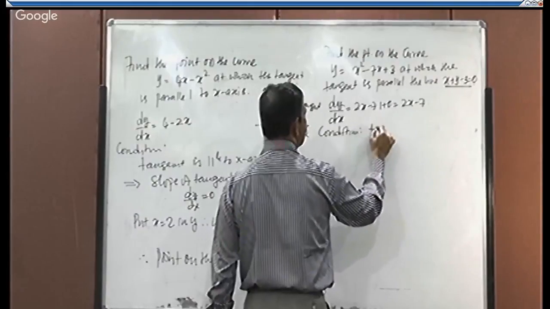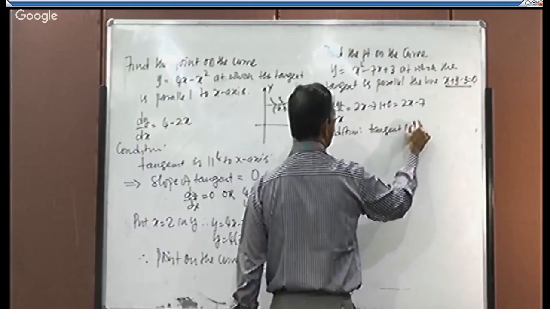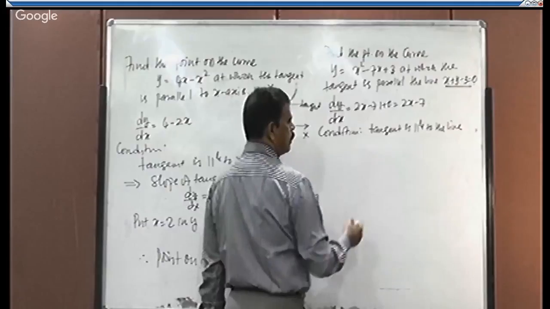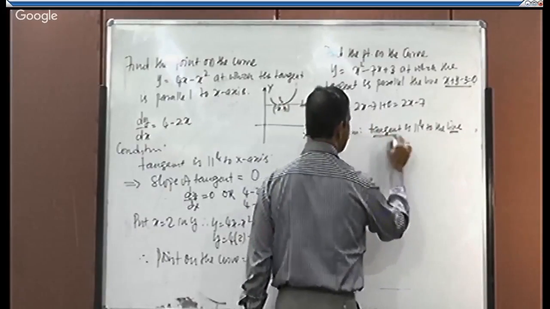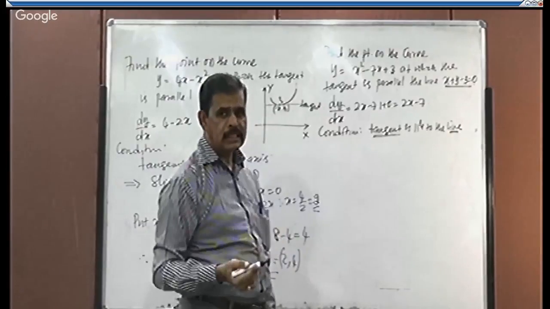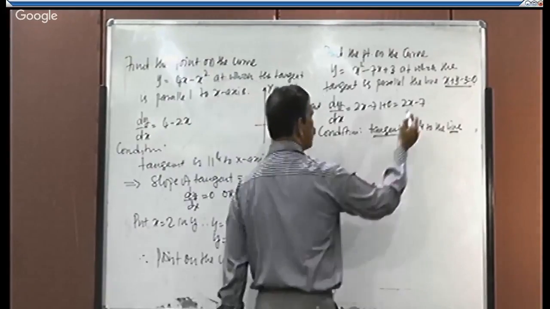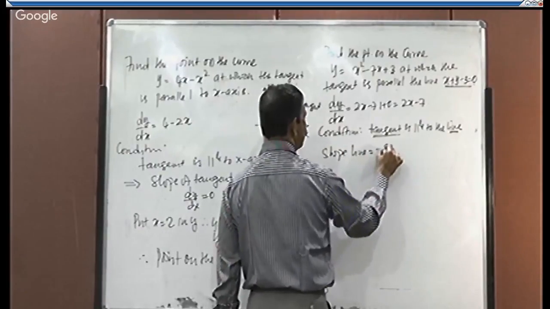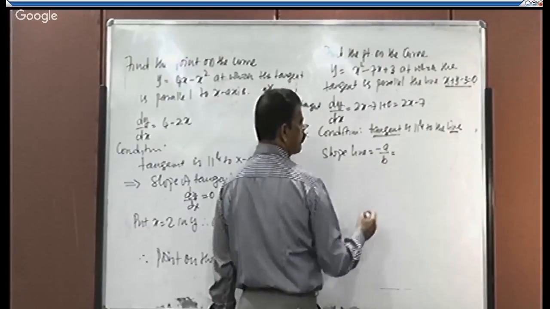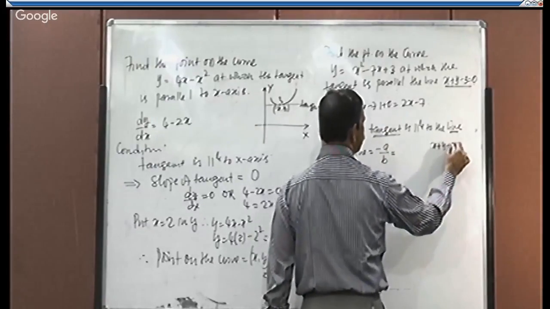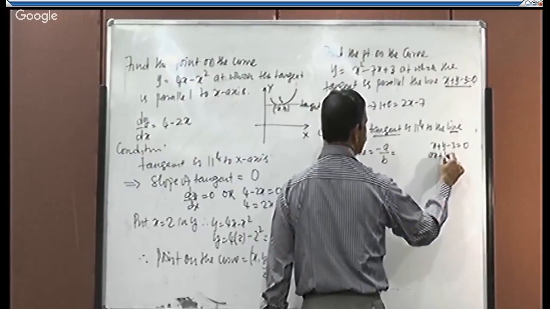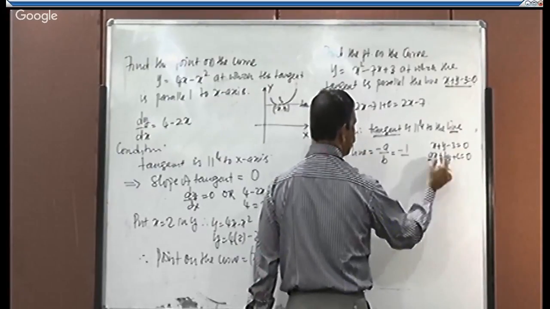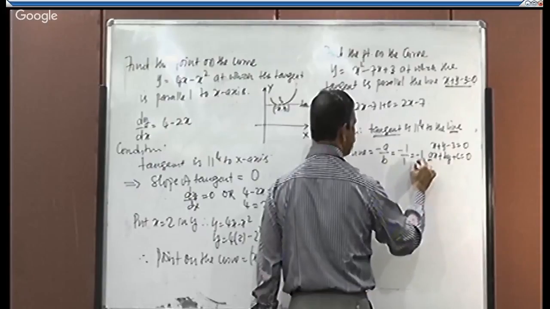Tangent is parallel to the line. The line and tangent are parallel. Therefore, they have the same slope. I can calculate the slope of the line. Slope of line is equal to minus a by b. The line is x plus y minus 3 equal to 0, of the form ax plus by plus c equal to 0. What is a? 1. What is b? 1. So what is the answer? Minus 1.